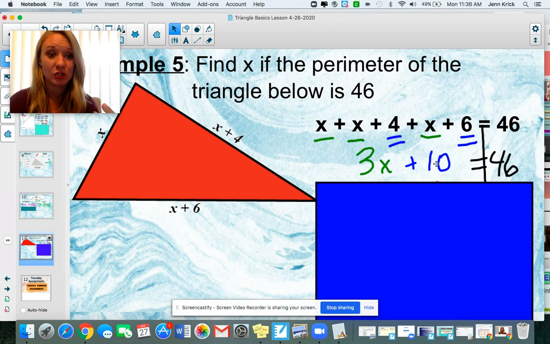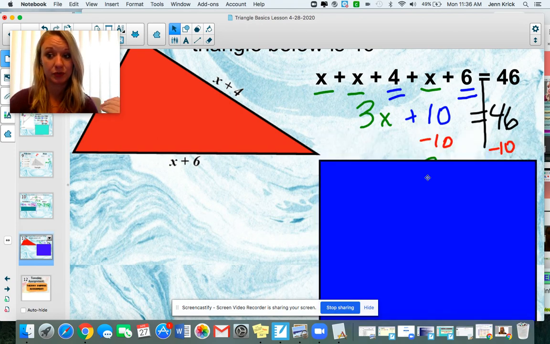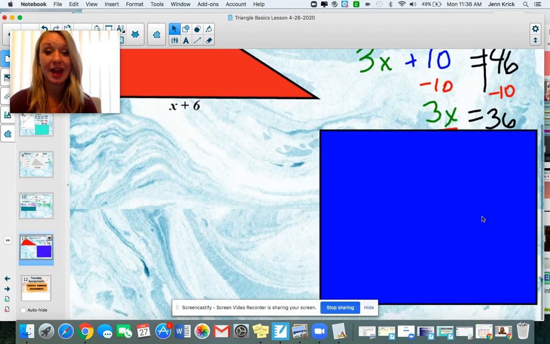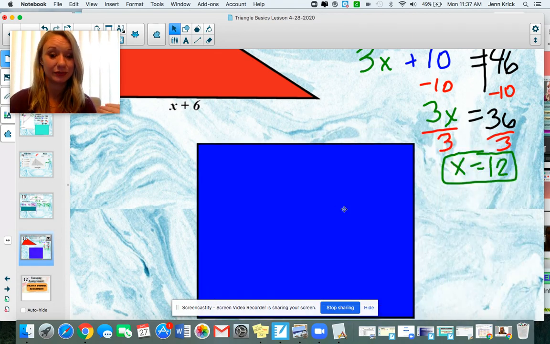Now, this is just a two-step equation. It's 3x plus 10 equals 46. To get 3x by itself, the opposite of plus 10 is minus 10. So we're going to subtract that from both sides. As you can see, my writing in the pen here is just beautiful. It's great. 46 minus 10 is 36. So now it's just a one-step equation. If 3x equals 36, divide both sides by 3, and you get that x is equal to 12.